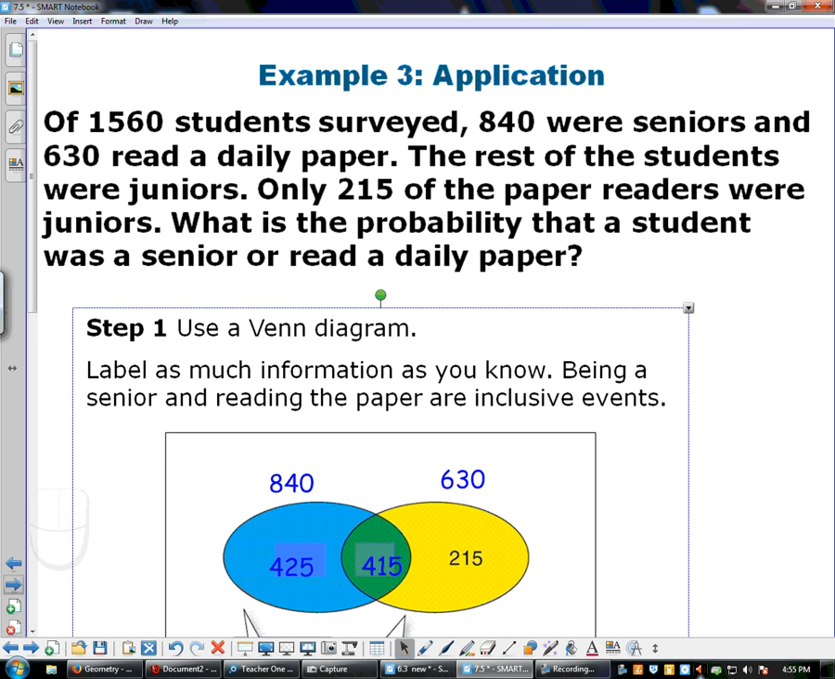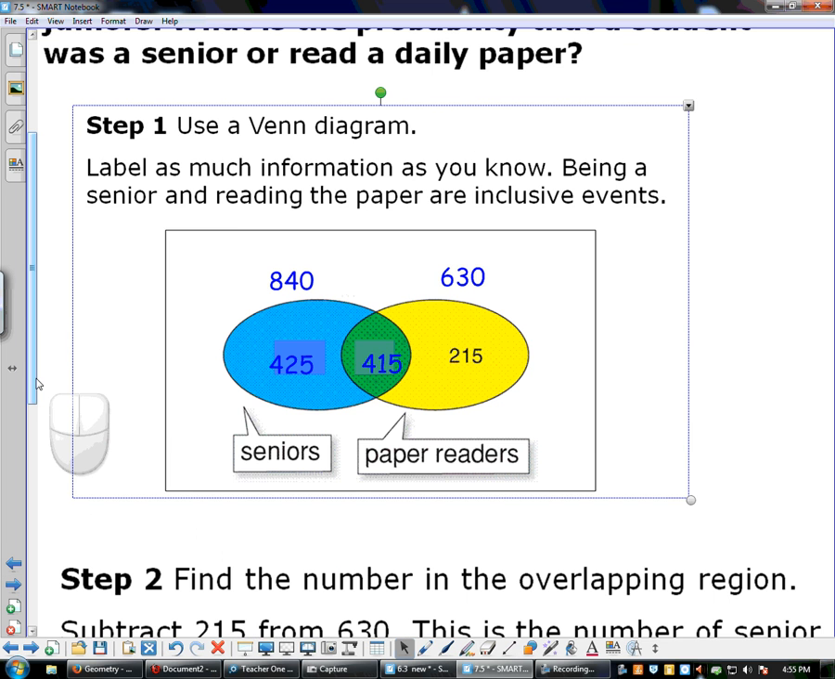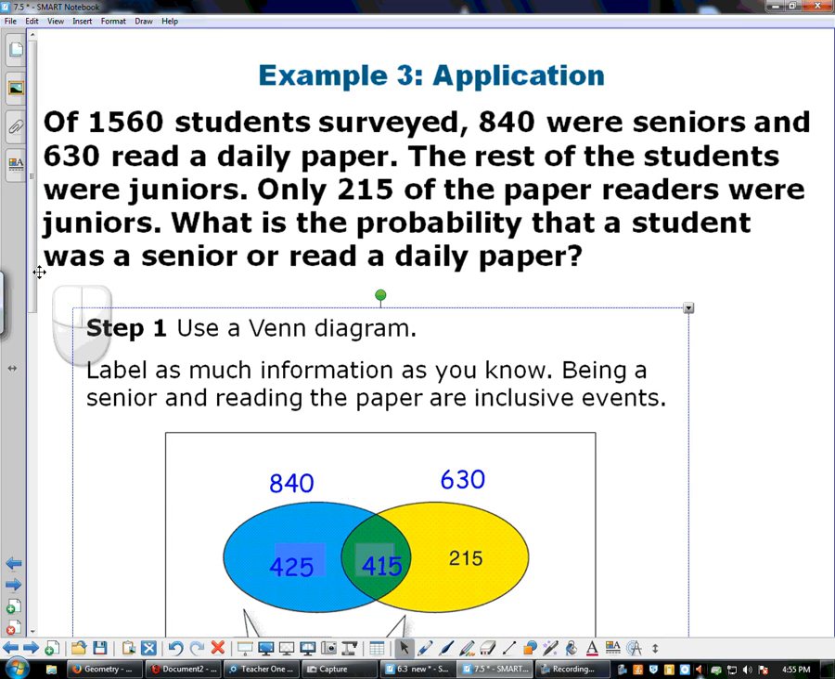All right, so we're going to look at application here. Starting off with 1,560 students that were surveyed. 840 of those students were seniors and 630 read a daily paper. The rest of the students were juniors. Only 215 of the paper readers were juniors. So what is the probability that a student was a senior or read a daily paper?